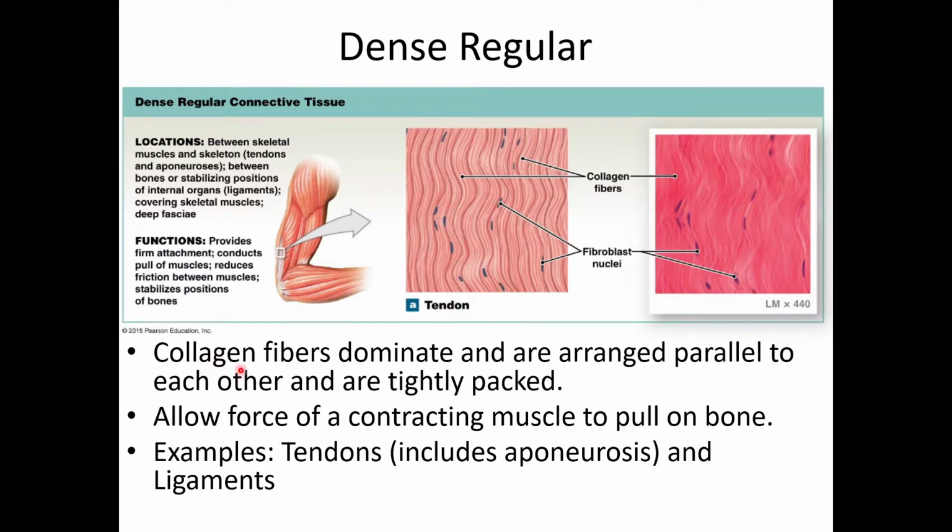So here you can see a basic definition is that collagen fibers dominate and they're arranged in parallel to each other and are tightly packed. Now, excuse me, sorry about that. One of the most important areas that we need these dense regular fibers is going to be found inside of our tendons, inside of our ligaments. And the reason for this is because we want to think about, okay, well, what kind of function are we dealing with? For dense regular, there's a few pros and cons in terms of its parallel organization.